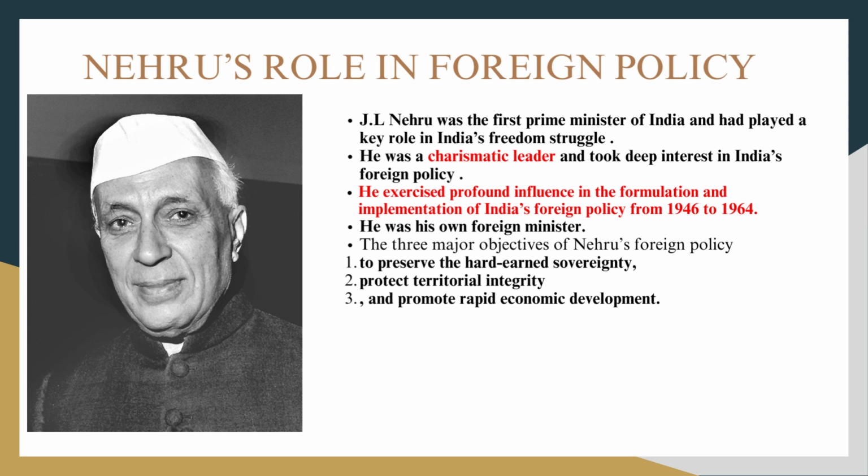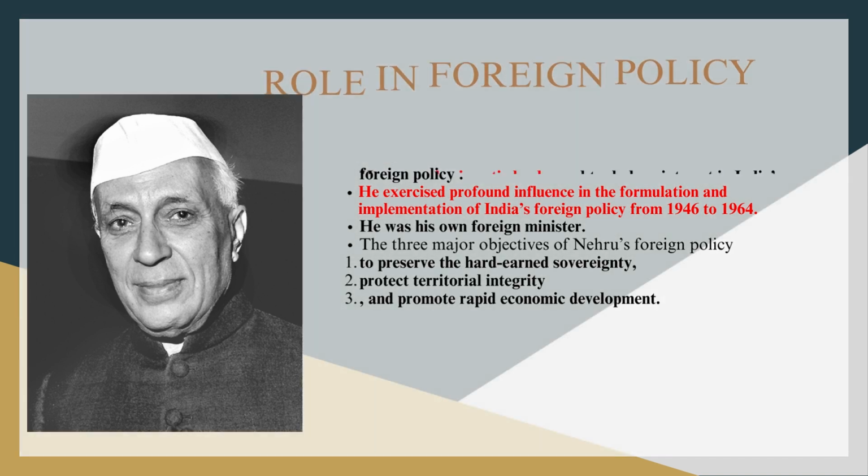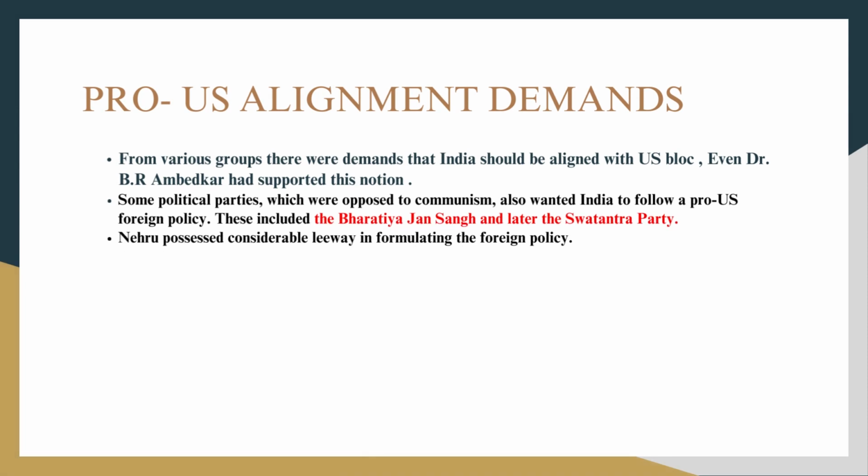There were also, of course, parties and groups in the country that believed that India should be more friendly with the bloc led by the US, because that bloc claimed to be pro-democracy, and India is the largest democracy. Among those who thought along these lines were leaders like Dr. Ambedkar. Some political parties which opposed communism also wanted India to follow a pro-US foreign policy. These included the Bharatiya Jan Sangh and later the Swatantra Party, but Nehru possessed considerable leeway in formulating the foreign policy.